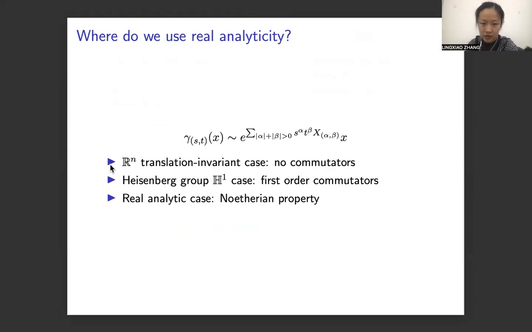So let's see. In the translation-invariant, polynomial case, every commutator vanishes. And in the Heisenberg group case, we only have first-order commutators; higher-order commutators vanish. The corresponding property of the real analytic case is called the Noetherian property. That is, for any arbitrary set of real analytic vector fields, it is a finitely generated module. And that is a key property that we use about real analyticity.